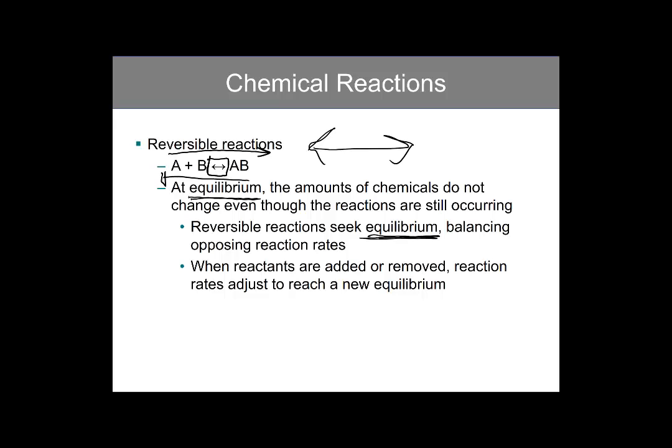When you add reactants or remove reactants from this system, we'll find that the reaction rate adjusts to reach the new equilibrium. So for instance, if we took the same reaction, A plus B yields AB, and this is the same symbolism that we saw up here, if I were to add more of A plus B, more of the reactants, the equilibrium would readjust in order to balance out the reactants versus the products. So the four types of chemical reactions.